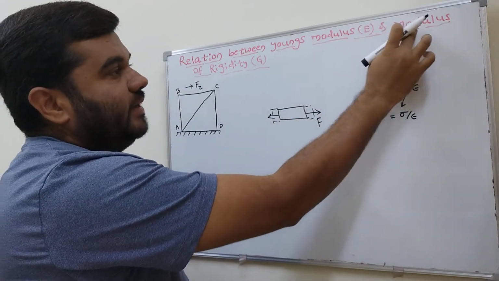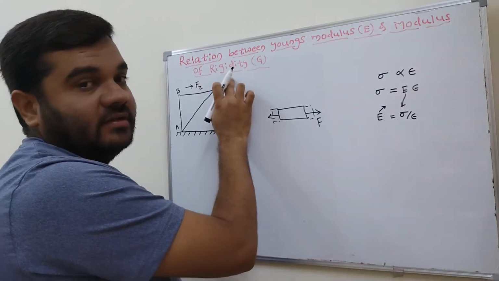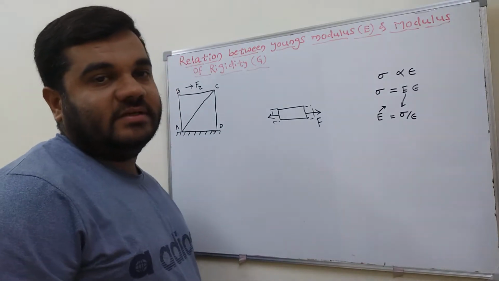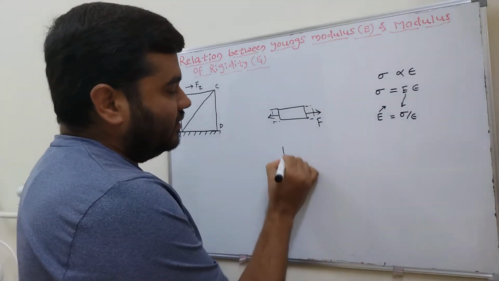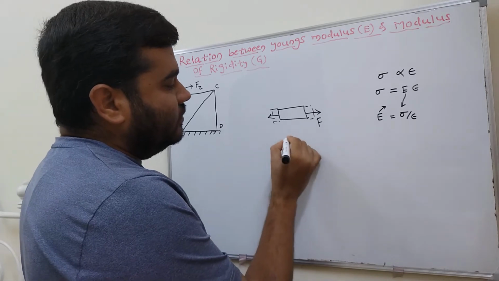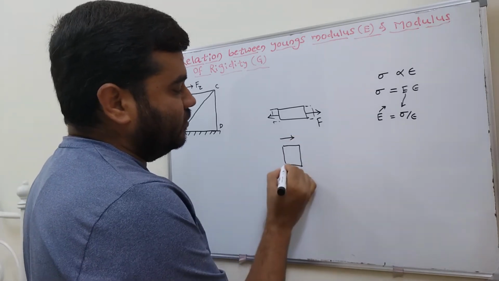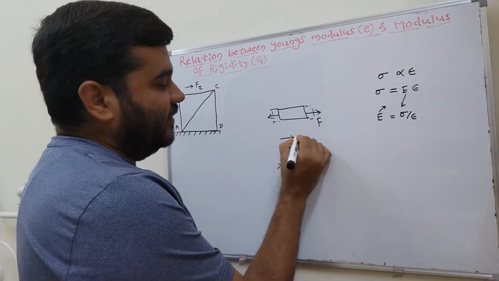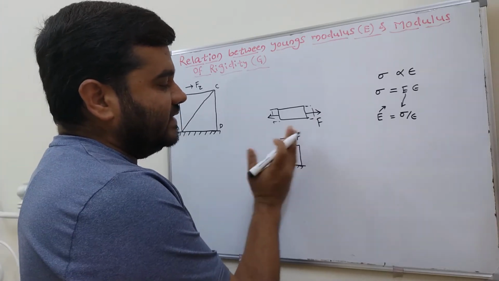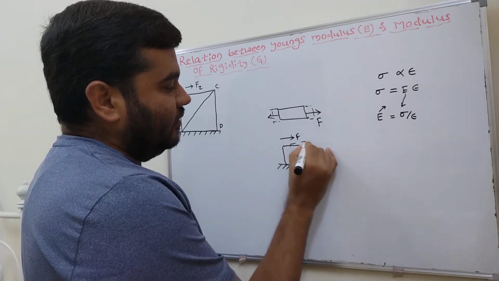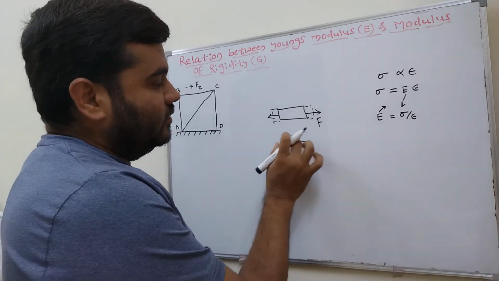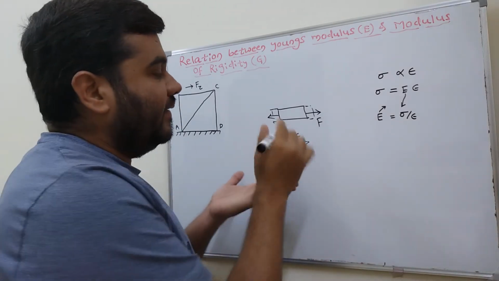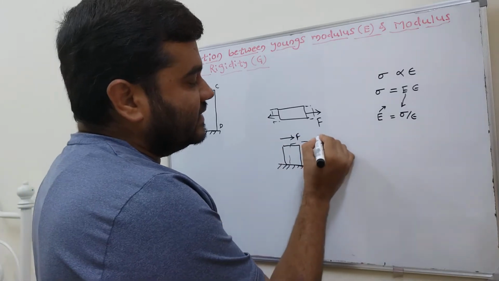Then the next word here, modulus of rigidity. Modulus of rigidity is denoted by G. Where do we get the G here? If any body is subjected to shear load or shear stress. Suppose, for example, there is a block, one end is fixed, and at the other end, if you apply the load, obviously it will change its shape. So here you are applying the shear load. It is a slipping load. In this type of load, you get shear stresses.